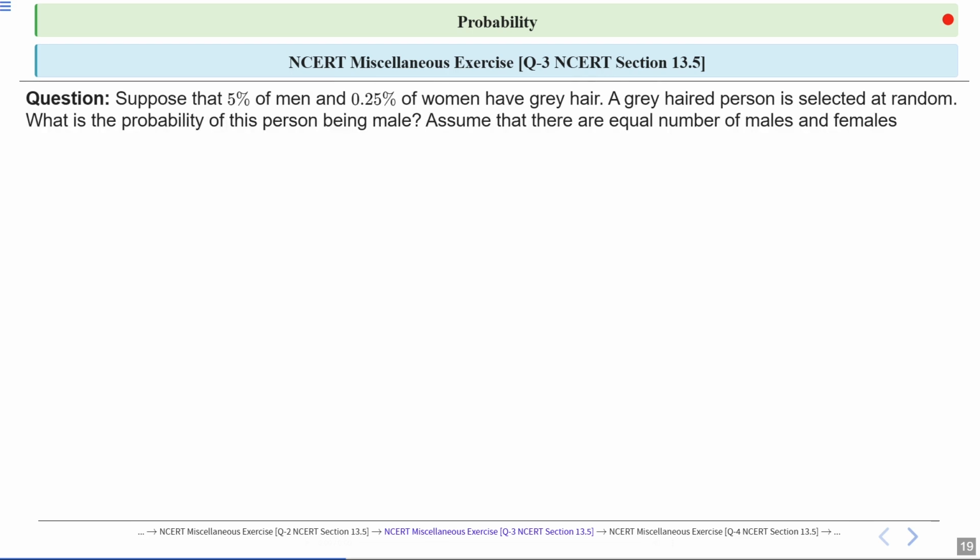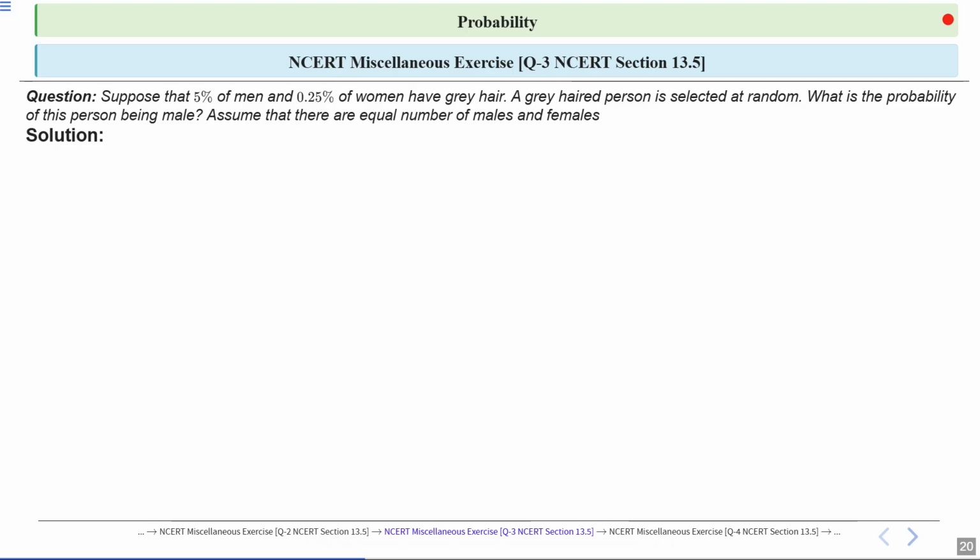In this question, we are given that 5% of men and 0.25% of women have grey hair. A grey haired person is chosen at random. Males and females are in equal numbers. Find the probability that the person is male. First of all, think about this. How would you approach this question? Okay, and then see the solution.